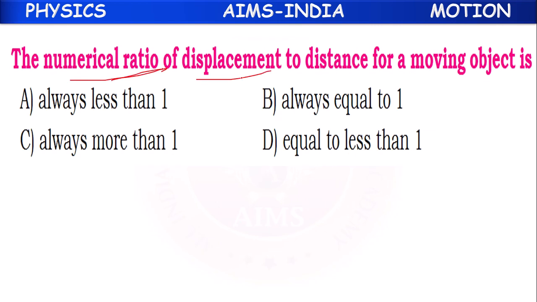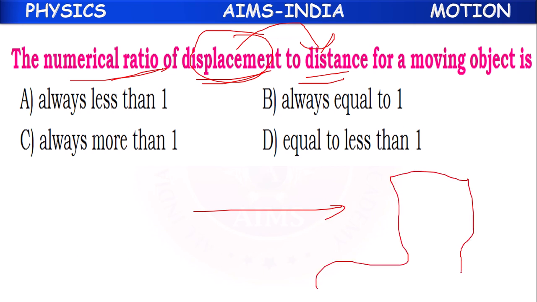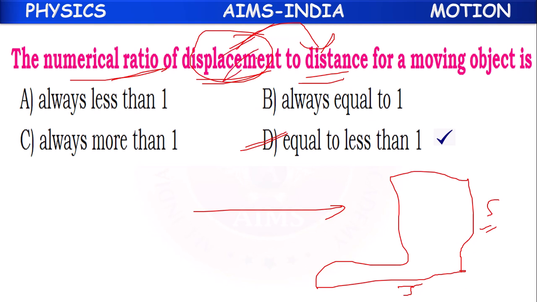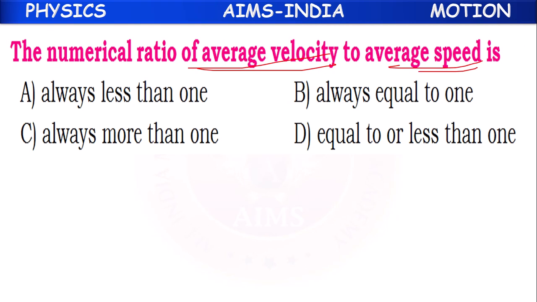The numerical ratio of displacement to distance. Displacement is always less than or equal to distance. If they go in a straight line, they are equal. If they follow a curved path, displacement S bar is smaller than S. So the ratio is equal to or less than 1. In the same way, average velocity and average speed, because average velocity depends on displacement, average speed depends on distance. In the same way, equal to or less than 1. That option is the correct answer.